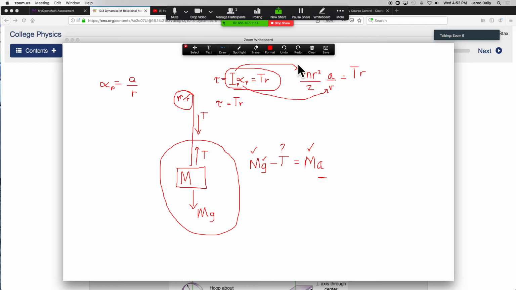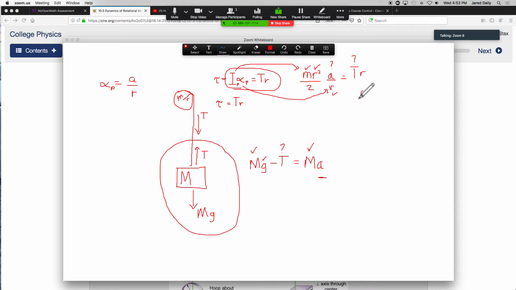Well, look at this equation. We know the mass, we know the radius, we know 2, and we know R, right? We don't know A, but that's what we're trying to figure out. We don't know T, but that's fine, because what if I solved this equation for T and plugged it into this equation? Then I would have one equation with no T's in it, but just A's in it. And then I could solve that equation for A and be done. And that's exactly how you do this problem.